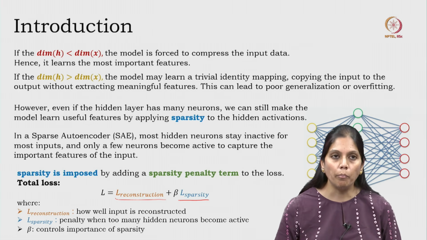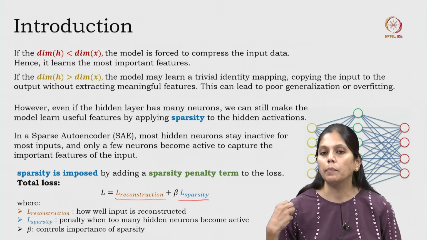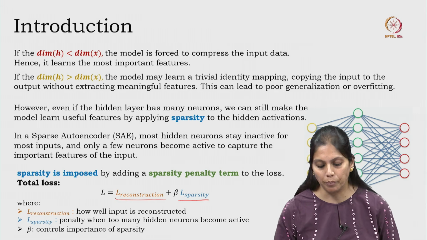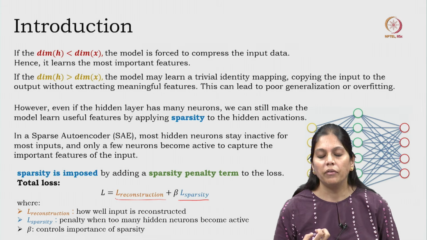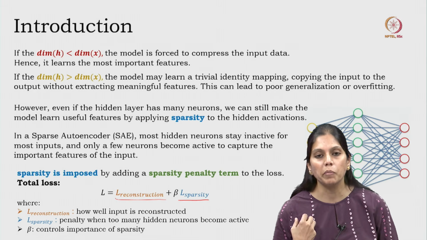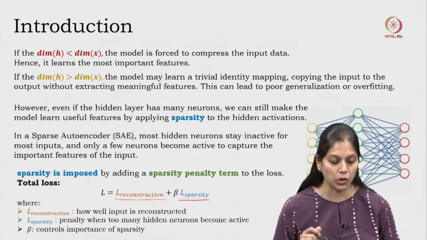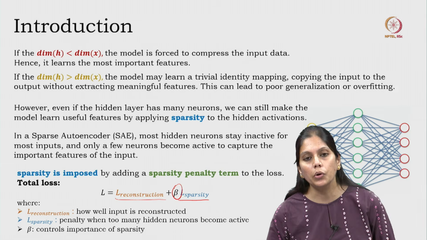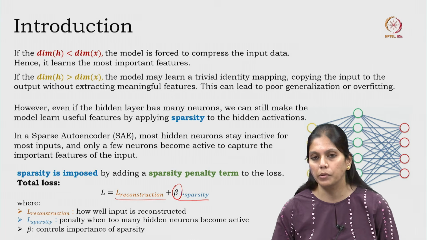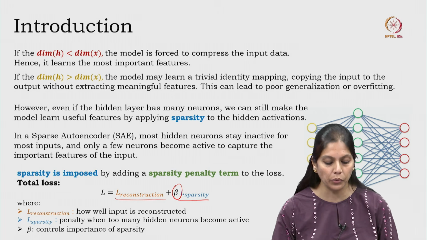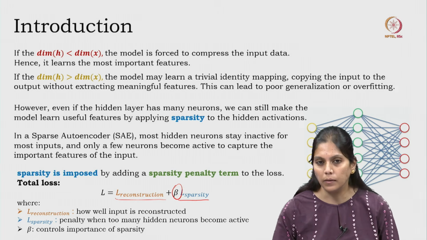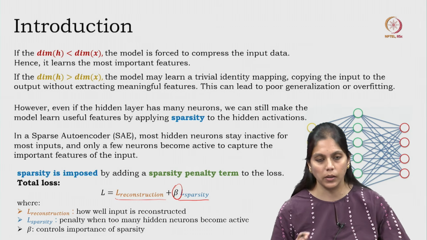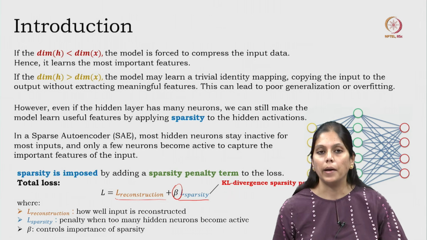So when you make that neuron active, then capture the important features from the data, or important information from the data, from the input. And we have a beta, which is mainly used to control the sparsity, how much sparsity should be introduced. So that beta is a hyperparameter here. It's a small constant that will be added.